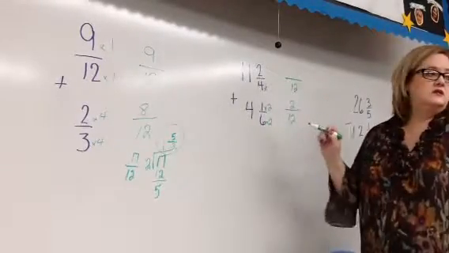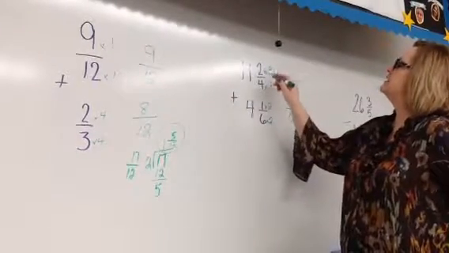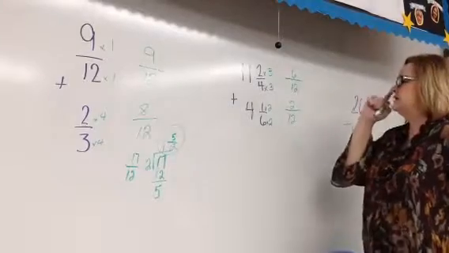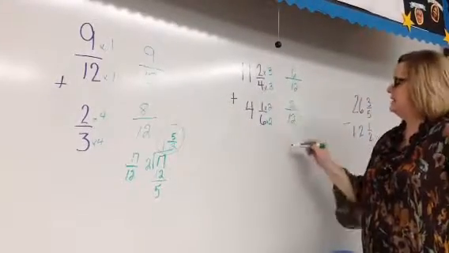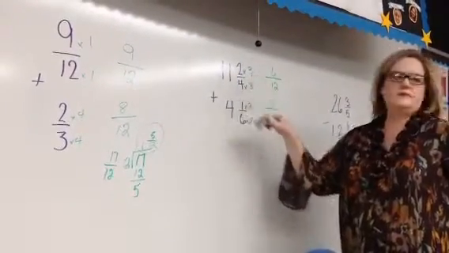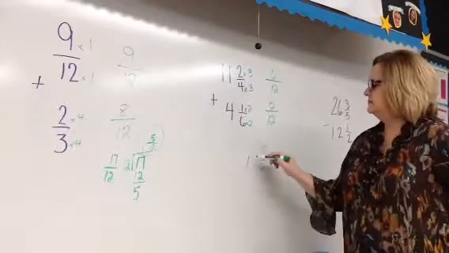4 times 3 equals 12. So I have to do the same thing up here. 2 times 3 is 6. Now I can add 6, 7, 8, 8 12ths. I'm going to add my whole numbers, 11, 12, 13, 14, 15.